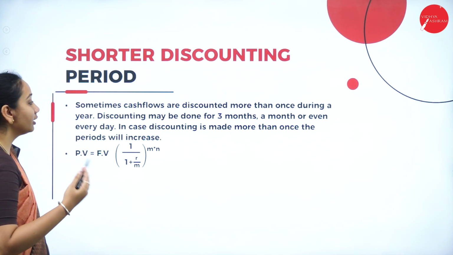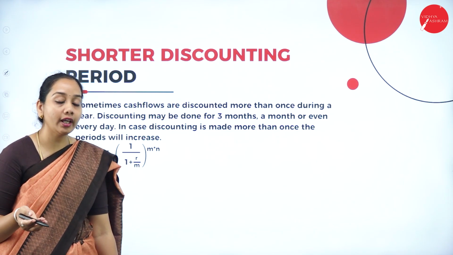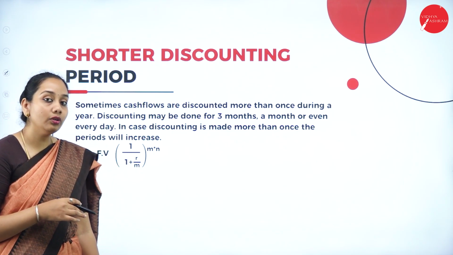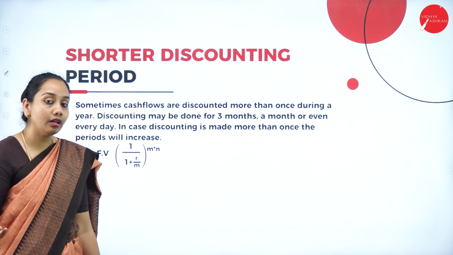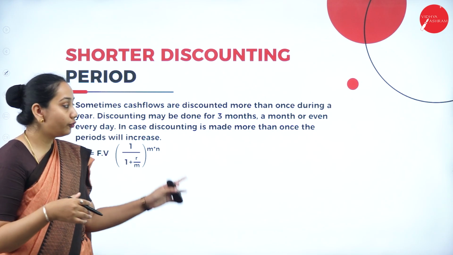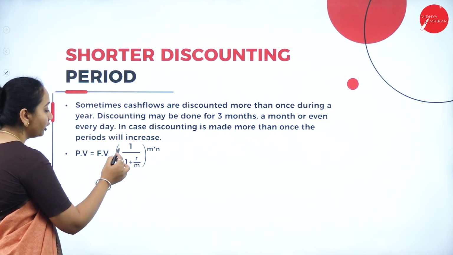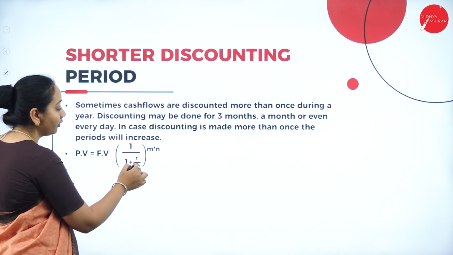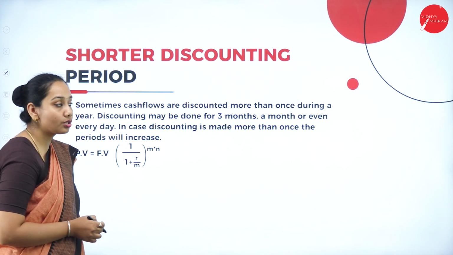So next, the same will be applicable like how we have calculated in the future value. The same will be applicable in the present value in case of the discounting period. So the formula is future value into 1 divided by (1 + r divided by m) to the power of m into n.